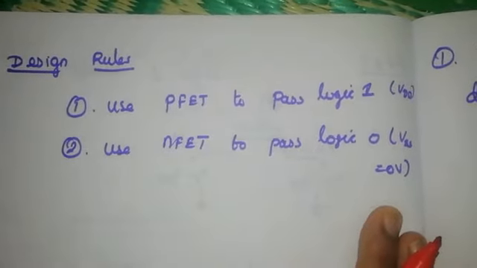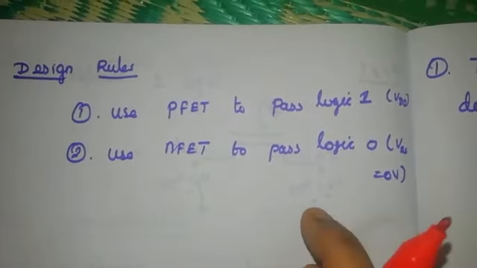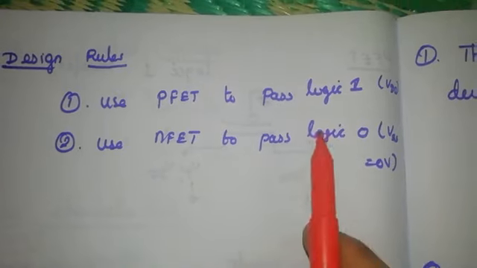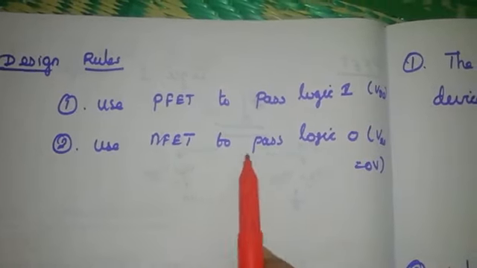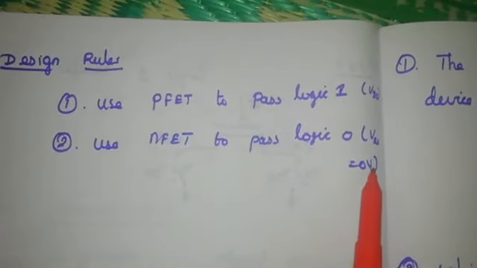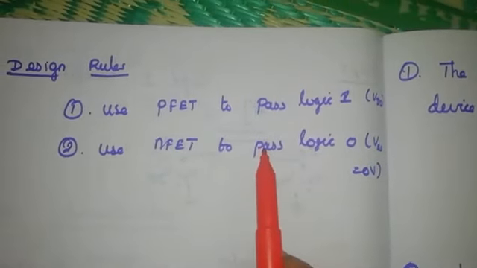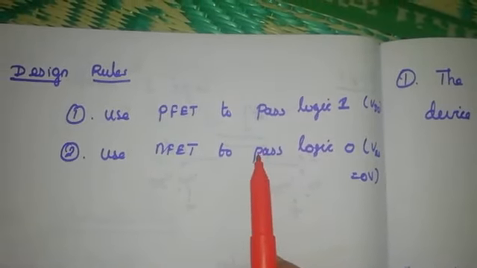So the design rule for MOSFET as a switch: first, we use PFET to pass logic 1, that is VDD, and use NFET to pass logic 0, that is 0 volt. So these are the two design rules for a MOSFET acting as a switch.